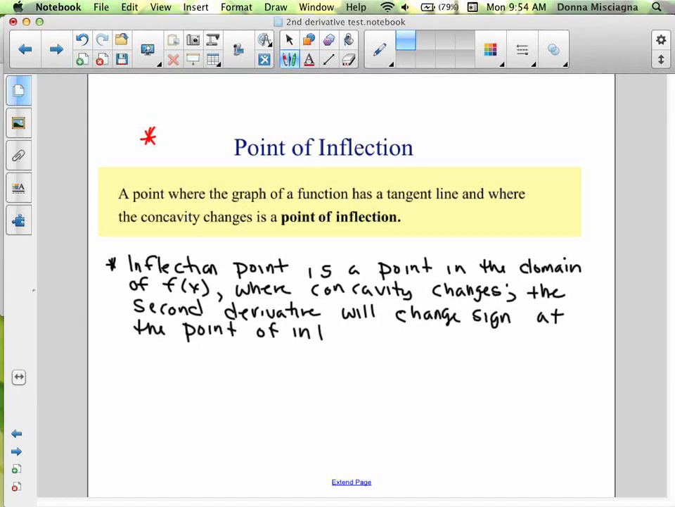Not very eloquently said, but I think it gets the point across. All right. So on the graph of the function, you'll see a change in concavity. That's an inflection point. For the second derivative, it's going to change signs at that point of inflection. Right.